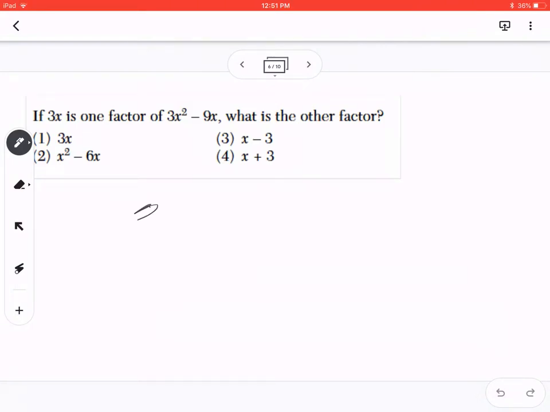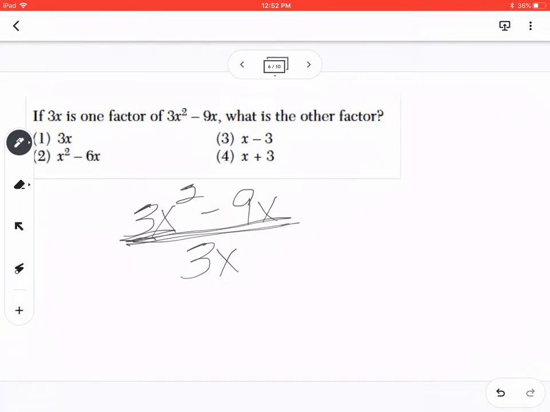So if we're going to factor out a 3x, that's the same thing as taking this original binomial, 3x squared minus 9x, and dividing by the factor, which is 3x. If you divide the entire product by one of the factors, you will find the other factor. So we're going to first take 3x squared and divide by 3x, and then we're going to bring down the negative 9x and also divide that by the factor, which was 3x.